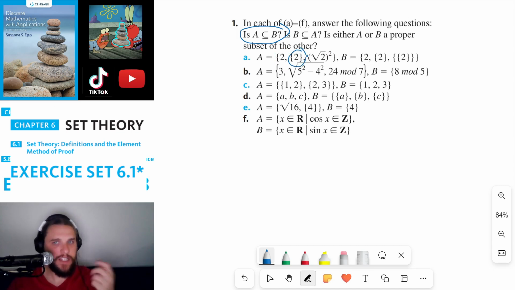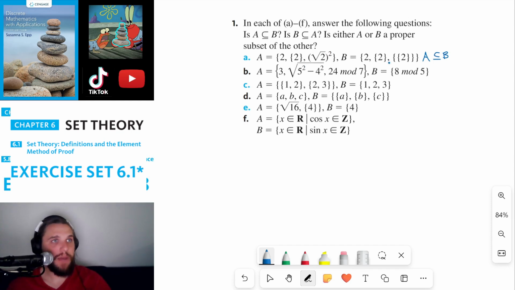The set containing 2 is also an element of B. And we don't need to check this third element because it's not really a different third element. It's really just a repeat of the first element again. But we already checked the first element. It's also in B. So therefore, A is a subset of B.